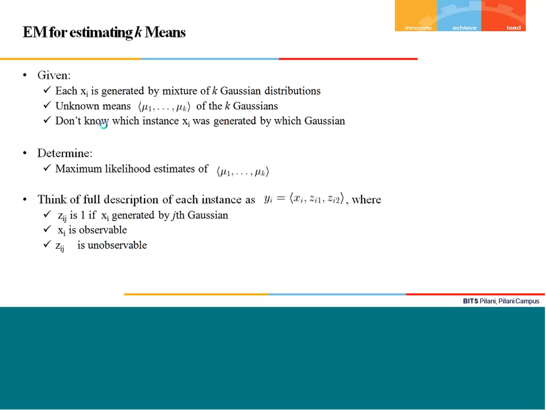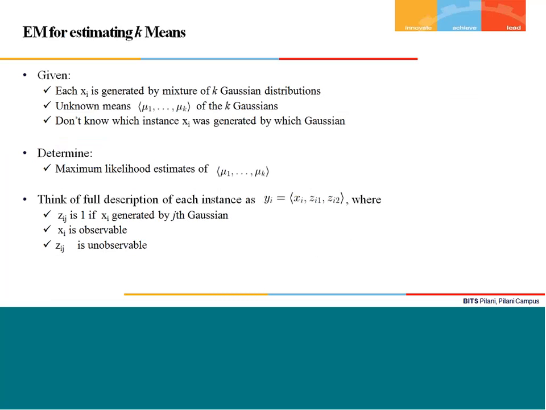So each X is generated by a mixture of k Gaussian distributions. Here, in our case, I am taking an example of two Gaussian distributions, and we don't know the means of those Gaussian distributions. That is the thing that we have to focus on.